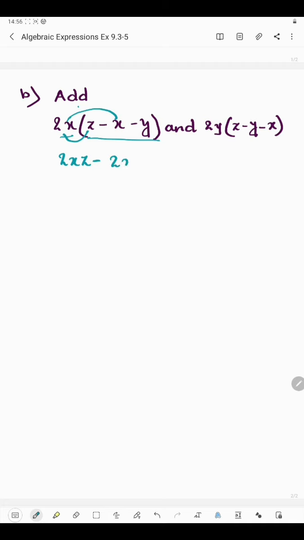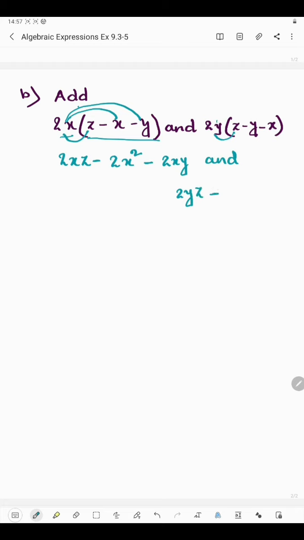So it's 2, and here we have 2x, so the power of x will be 2. Then we have a minus sign, then again we will multiply the monomial with the third term. So 2x into y is 2xy. In a similar way we will multiply this. The monomial should be multiplied by the first term. So 2y into z is 2yz. Then we have a minus sign.